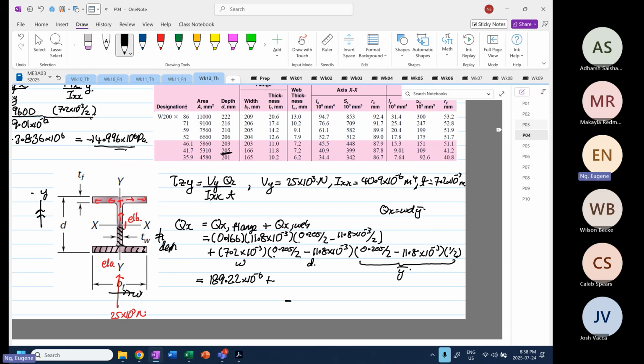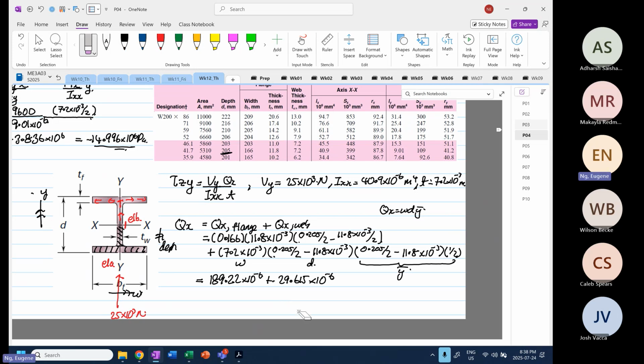So it's equal to 29.615 times 10 to the power minus 6. Let me do it again. 0.205 divided by 2 minus 11.8 to the power minus 3, square the whole thing, times 0.5, times 7.2 to the power minus 3, is equal to 29.615.